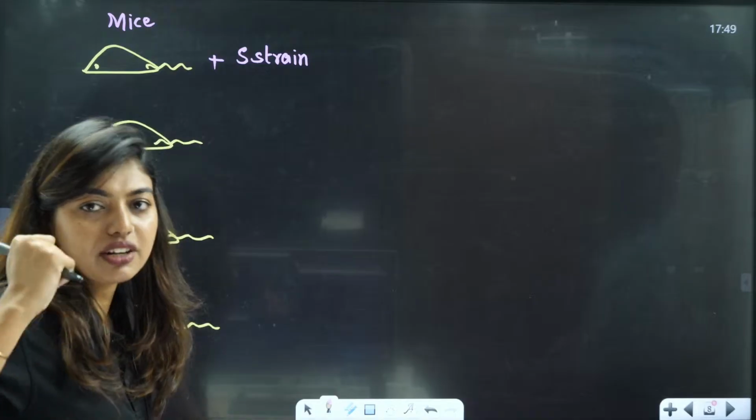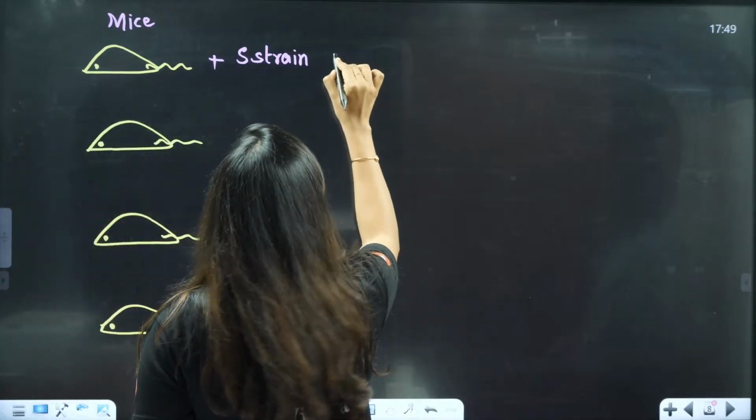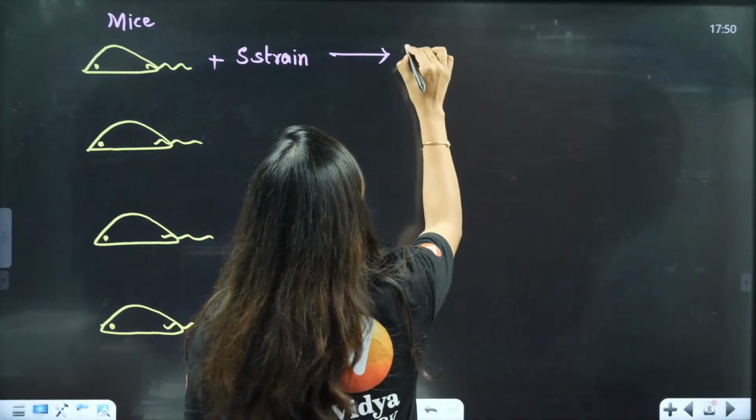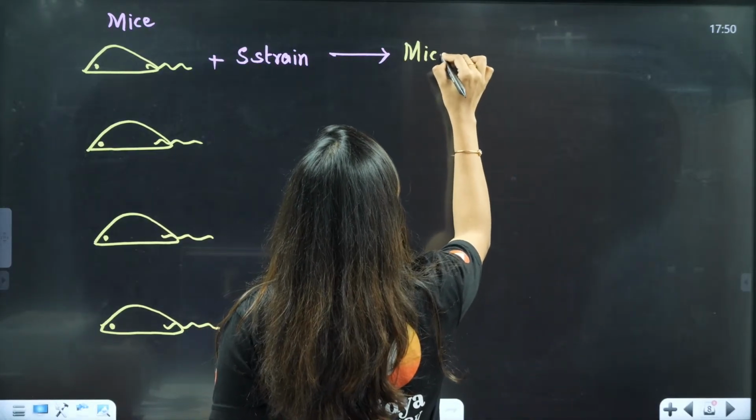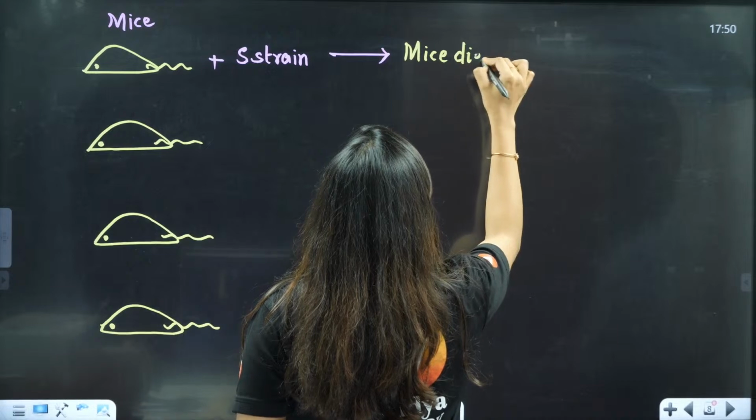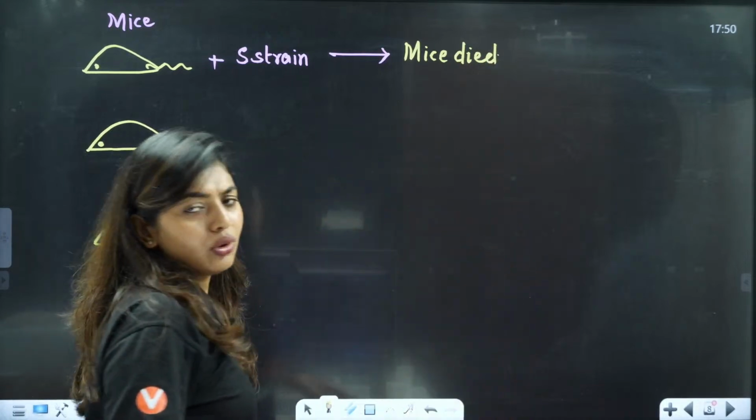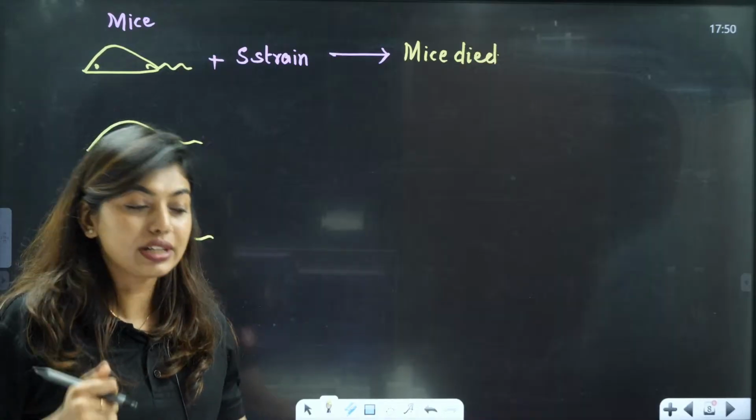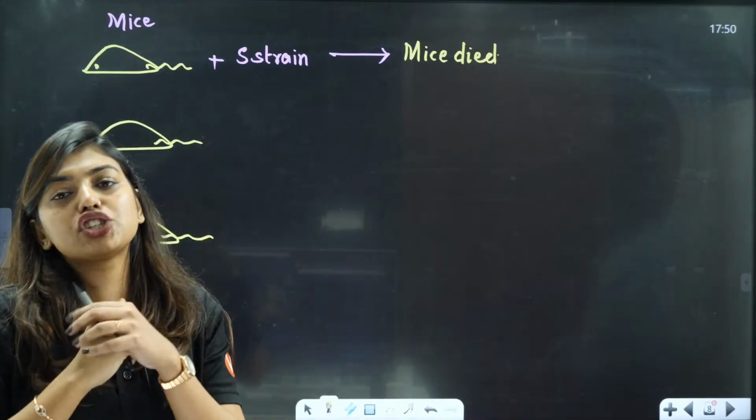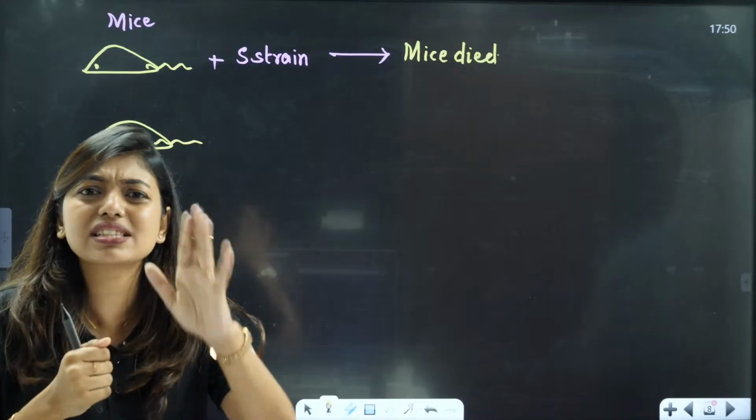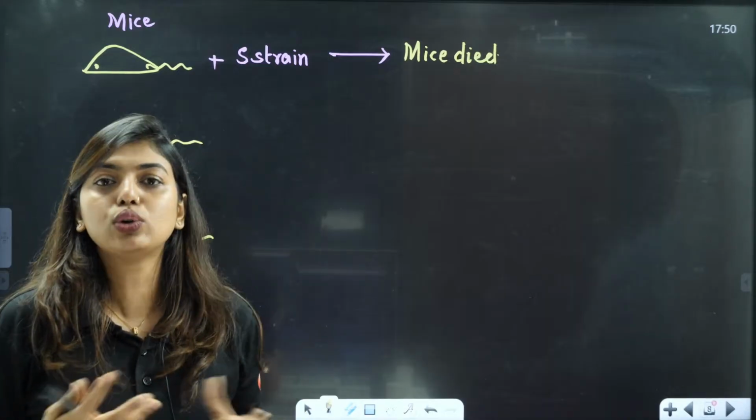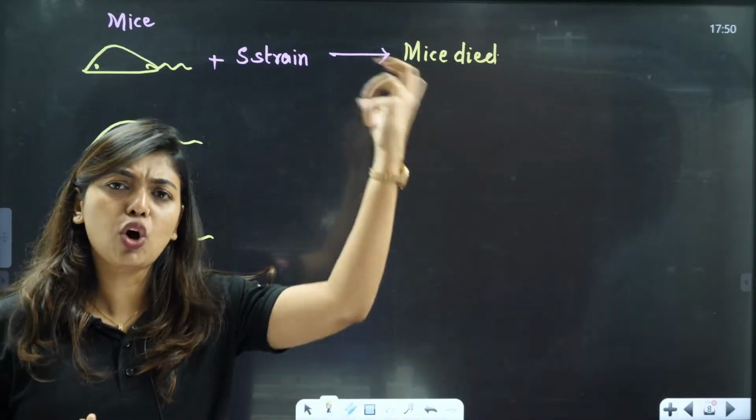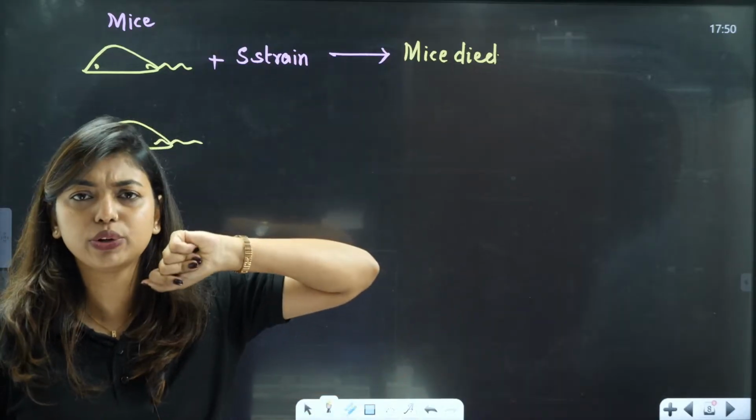Mice we injected with S strain. So obviously, what will happen? The mice is going to die. Mice died. Students, mice will die, no? I am using a pathogenic, a disease-causing strain and I am injecting it into the mice. So obviously, the mice is going to die. There is no doubt. The strain was virulent, disease-causing, so obviously if we inject the mice, the mice is going to die.